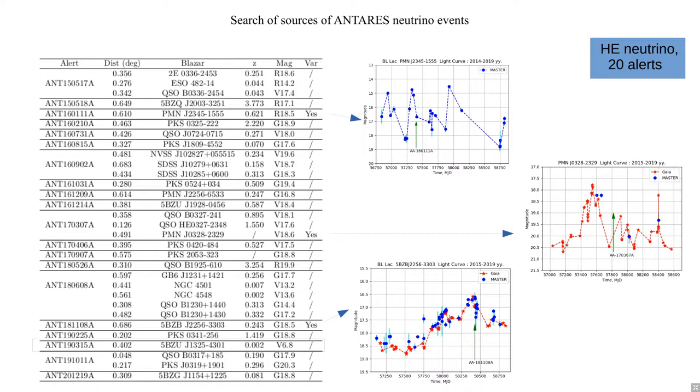On the MASTER telescope, studies were carried out to search for the variability of blazars at times close to Antares triggers for the period from 2014 to 2021. The table lists the 20 most probable high-energy neutrino events. Candidates identified as blazars are at a distance f-dist from the corresponding alert. Significant optical variability was found for three blazars. This slide provides information on the result of the search for object variability in the MASTER and Gaia databases, the respective candidates and their light curves.